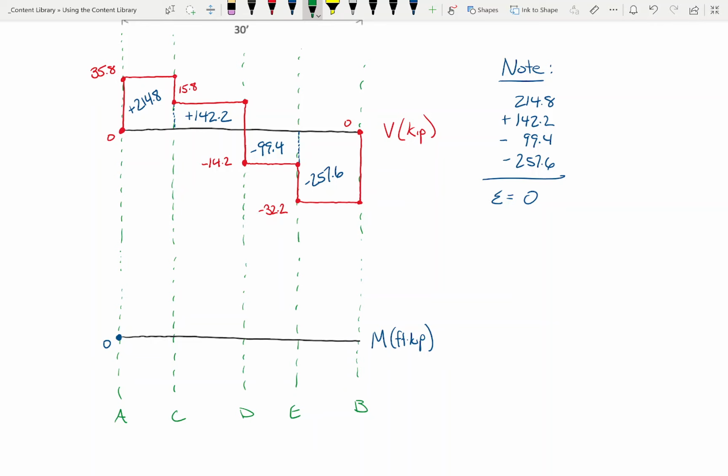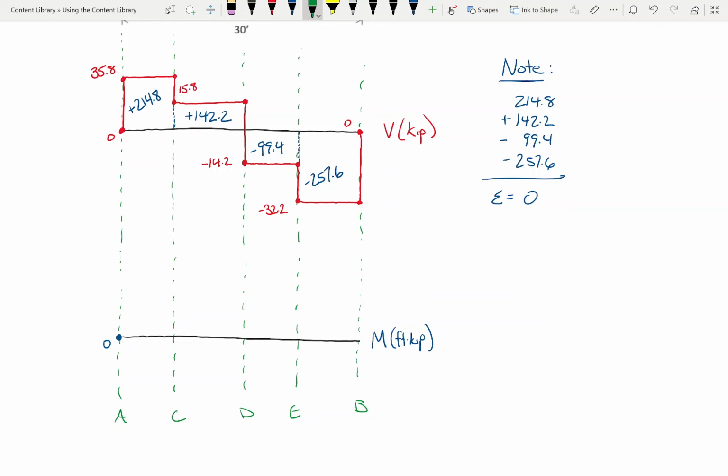Just so that I don't have to keep scrolling up and down. Okay? So between A and C, is there shear on the beam? The answer is yes, right? There is a shear of 35.8, so there is something on the beam. So that means something's got to happen between here and here, okay?